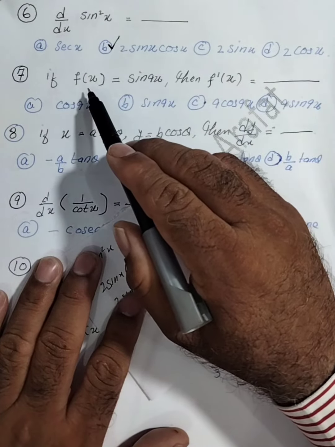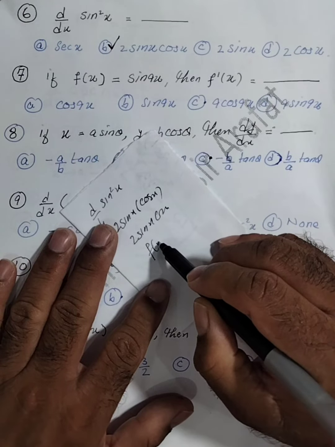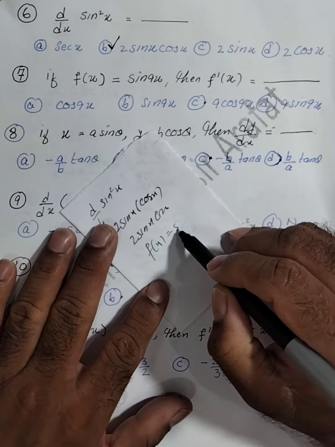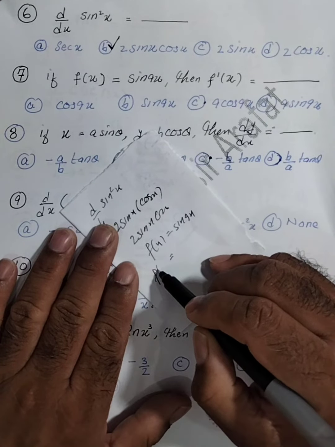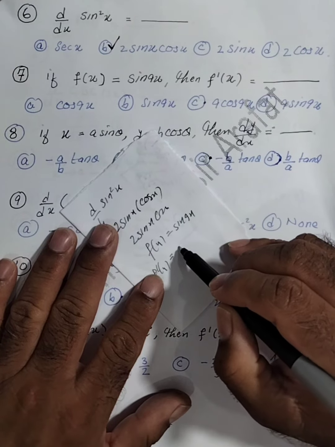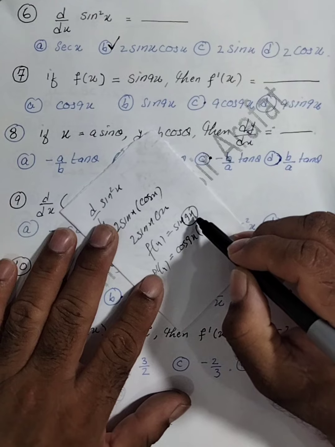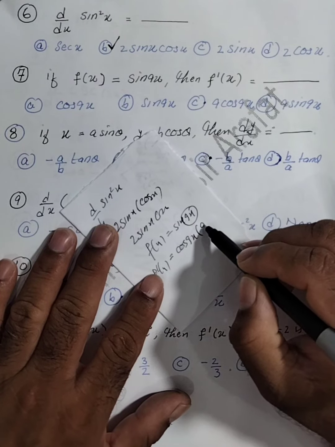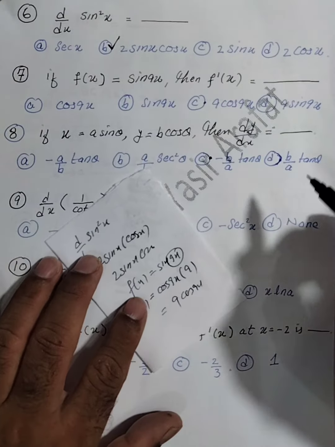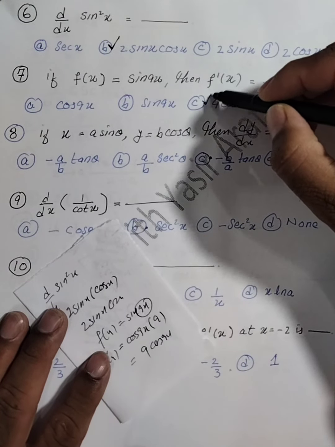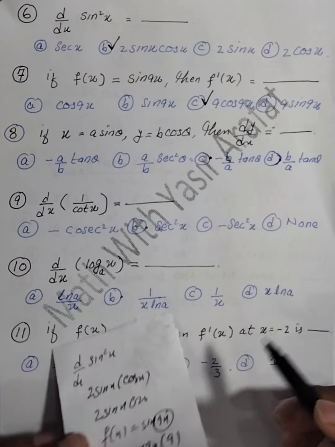Now here this is f of x is equals to sine 9x. So the derivative will be equals to, differentiate sine 9x, that will be cos 9x, and the derivative of 9x, the derivative of x is 1, so 9 ones are 9. So the correct answer is 9 cos 9x. The correct option is C of the seventh part.